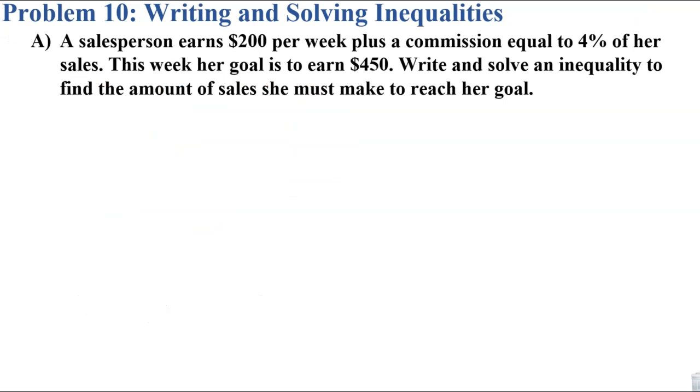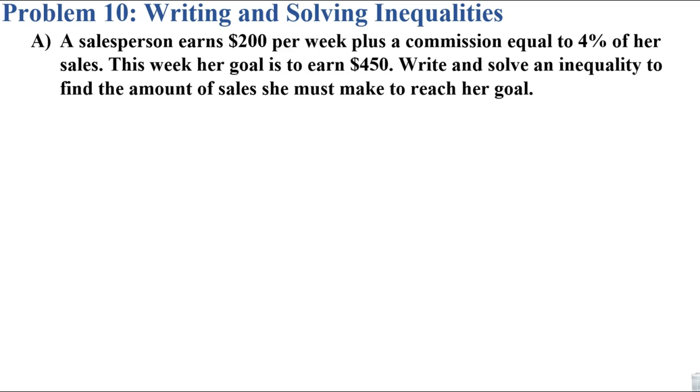Now the last thing we're going to do in this lesson is go from some real-world situations to inequalities and solve them out. So let's show you an example of that. Problem 10 part A says a salesperson earns $200 per week plus a commission equal to 4% of her sales. This week her goal is to earn $450. Write and solve an inequality to find the amount of sales she must make to reach her goal.